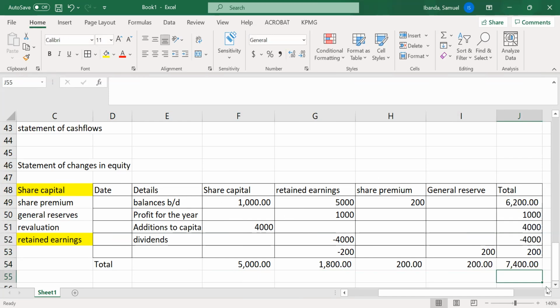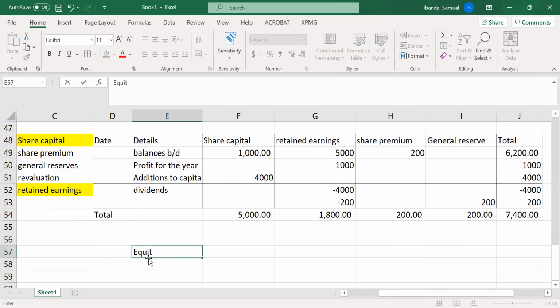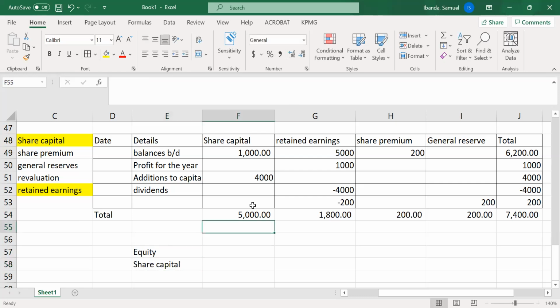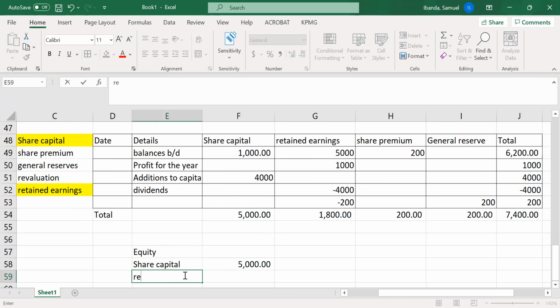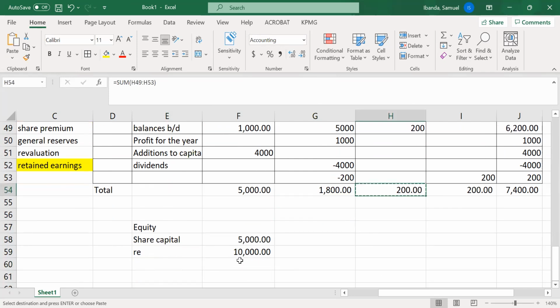Now, when you go to your balance sheet, you don't have to calculate these things again. When you come to your statement of financial position, when you come to equity as an item, just list share capital and pick the 5,000, put it there. Retained earnings, pick the 1,800, put it there. Share premium, pick the 200 and put it there. And that is how you proceed.